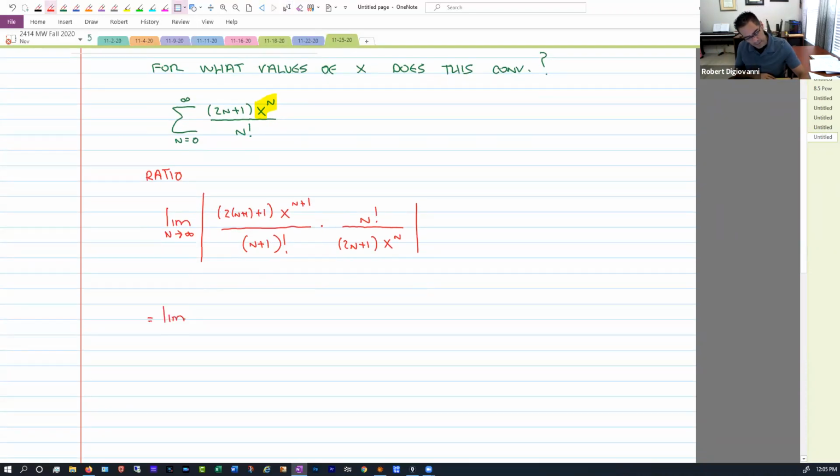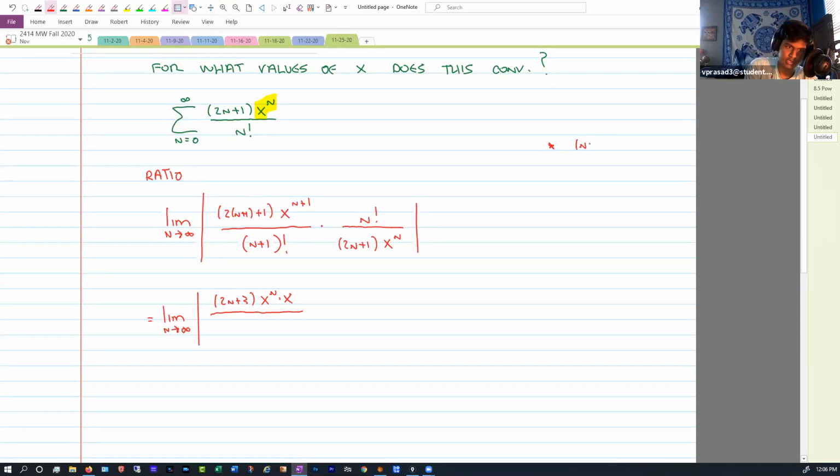Cleaning things up now. Doing some algebra here. It's going to be 2n plus 3 in parentheses, x to the n times x over, so I split this x to the n plus 1 into x to the n times x. That way I can get it to cancel. What should I do with the n plus 1 factorial? How can we rewrite it? Now remember this, this is a big deal here. Would it just be n plus 1 because n plus 1 factorial and n factorial eventually cancel out?